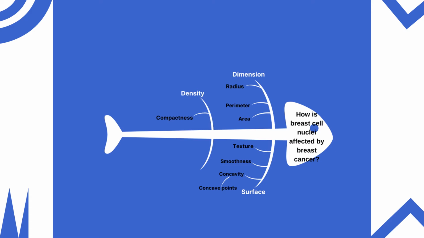For example, the radius size of a breast cell of someone will be affected if the person suffers from breast cancer. And the next one is surface, whose minor factors are texture, smoothness, concavity, and concave points. And for the density factor, there is the compactness minor factor.